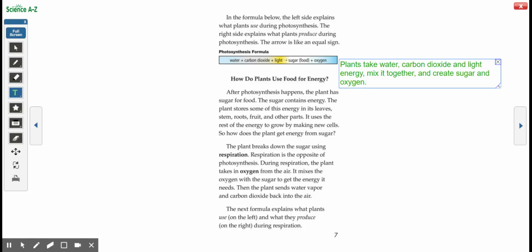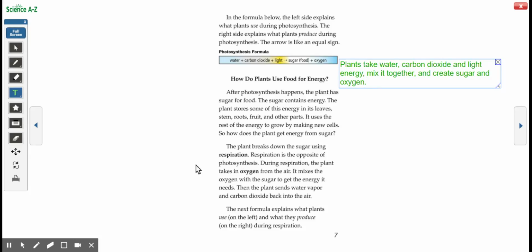So, write this down somewhere on the page. You can write it right underneath here, write it on the back of the page. But this is what happens during photosynthesis. And the end result is that the plant has sugar.